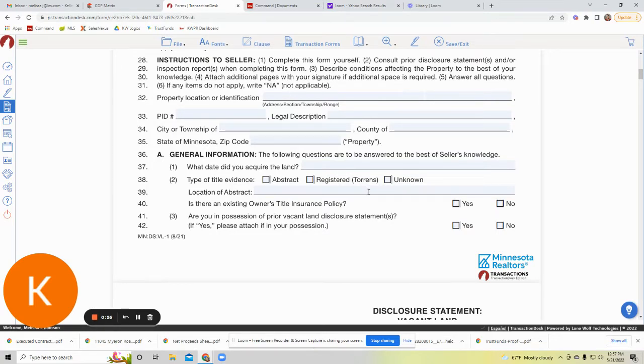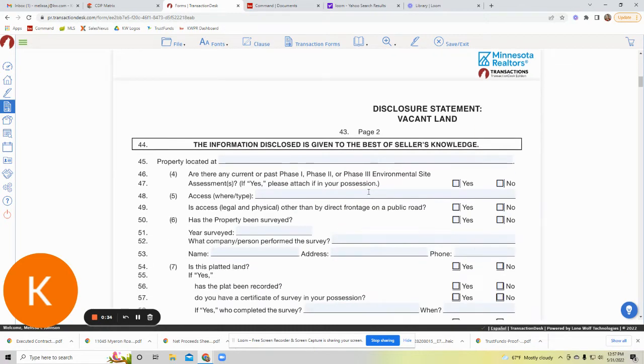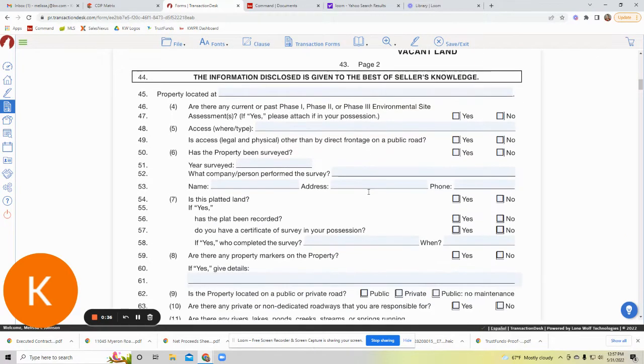Just like the other, it asks, when did you acquire the land and what type of title evidence do you have? Are you in possession of a prior vacant land disclosure? So on and so forth. But a few things that are very unique that you do need to pay attention to and that you will need to research is it asks, has this property been in any environmental site assessments already?